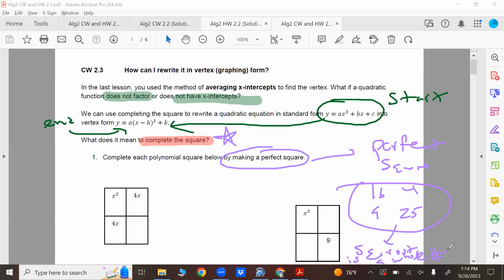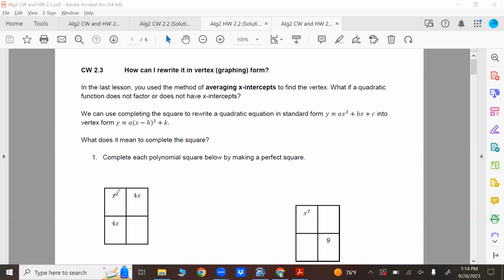That's what makes them so special. The square root is a whole number. So if we take a look at over here, let's look at this box.